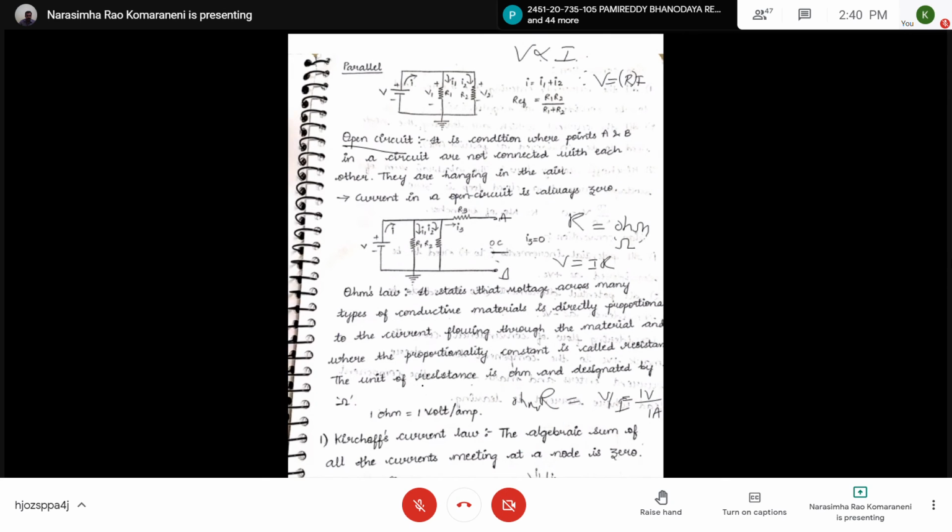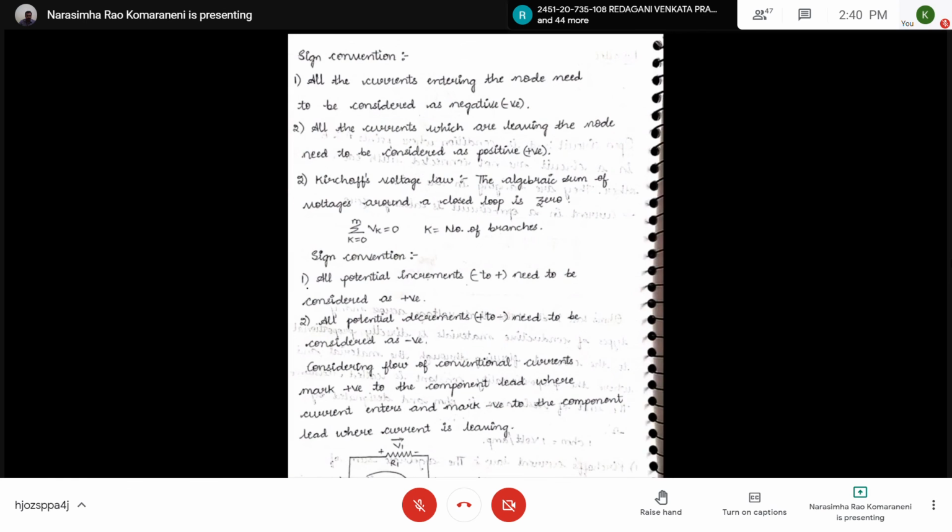Yes, is it clear? Yeah. The next, Kirchhoff's laws. First we'll see Kirchhoff's voltage law. Kirchhoff's voltage law says that the algebraic sum of voltages around a closed loop is 0. So mathematically, we can write it as sigma Vk equal to 0. Here K is the number of branches.